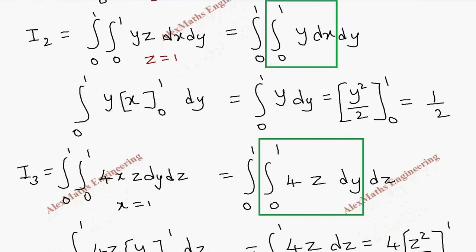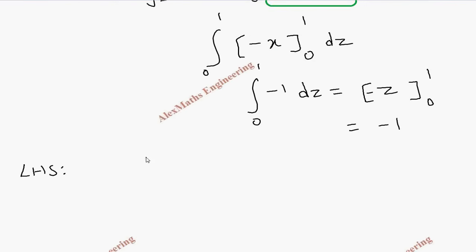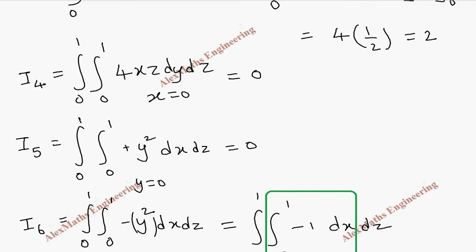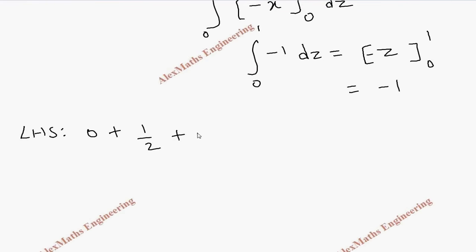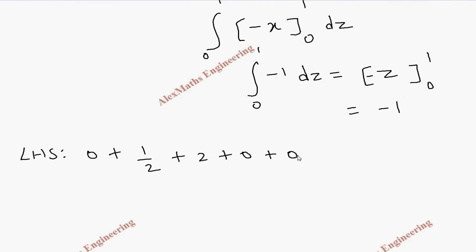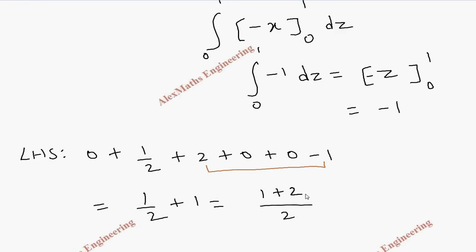So totally the LHS part, by adding all the 6 integrals I1 to I6: I1 is 0, I2 is half. So 0 plus half. Then I3 is 2, I4 is 0. So 2 plus 0, and I5 and I6 are 0 and minus 1. So plus 0 minus 1. So totally this is half, and combining these two this becomes 1. So finally half plus 1, after taking LCM, 1 plus 2, which is 3 by 2.